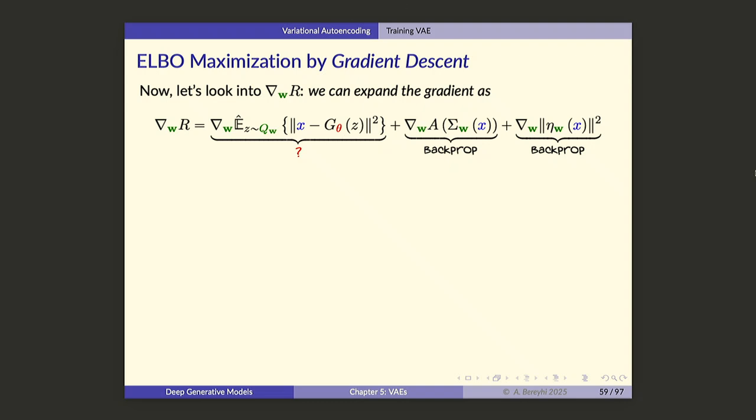But what about the encoder? What if I want to take the gradient with respect to encoder? Again, let me write down this expression. So look at this expression here. This is the expression we want to take the gradient with respect to.